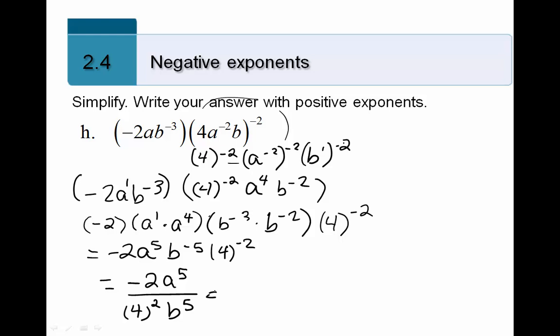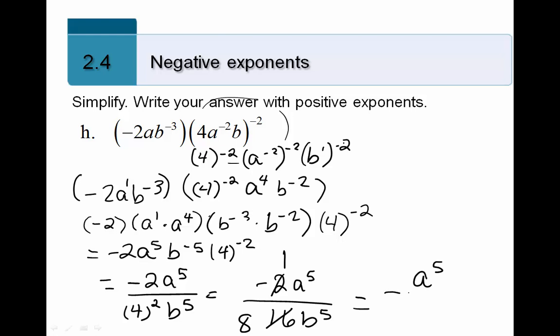So I have negative 2a to the fifth. 4 times 4 is 16b to the fifth. And now I need to reduce my fraction. I can divide each of those by 2. 2 divided by 2 is 1. 16 divided by 2 is 8. And then on the numerator, 1 times a to the fifth is just a to the fifth. So I get negative a to the fifth over 8b to the fifth. I hope you've been able to follow that one.